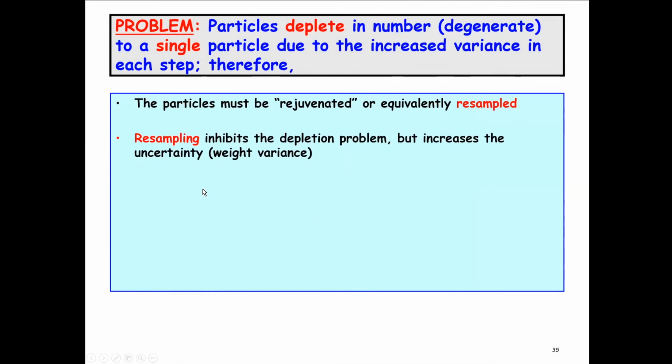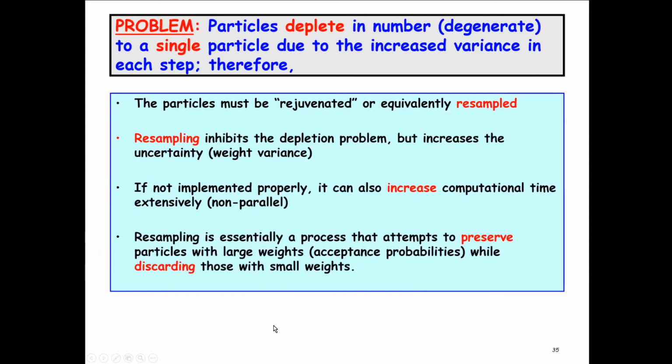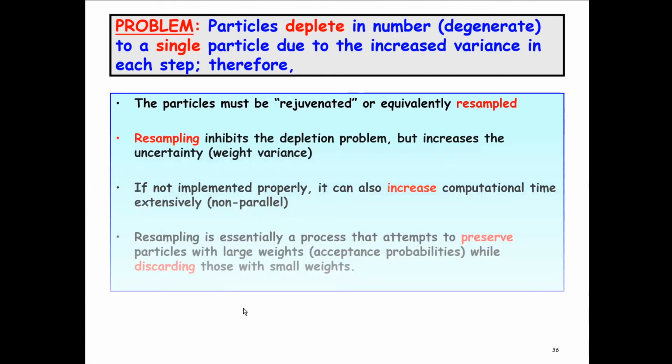This is something you'll have to think about a little bit. In fact, I have a view graph in my backups that goes through a simple example to motivate it, but you'll see it once you go through it. It's not obvious. So resampling inhibits the depletion problem, but increases the uncertainty. You have to resample, but you'll increase the variance when you do so. If it's not implemented properly, it can increase the computational time enormously. It's a process that attempts to preserve the particles with large weights. If a particle has a large weight, that means it's high probability, whereas if it has a small weight, it's a small probability. So you're trying to get rid of the small weights and keep the large weights.